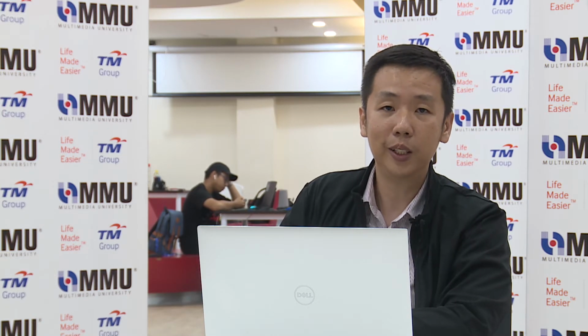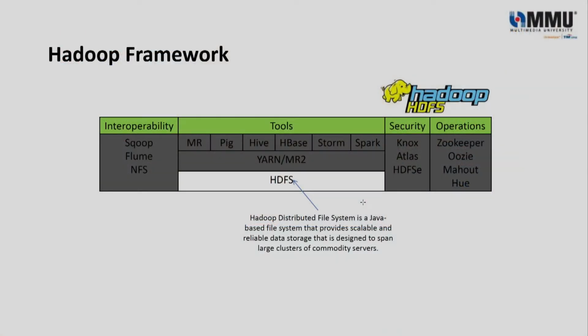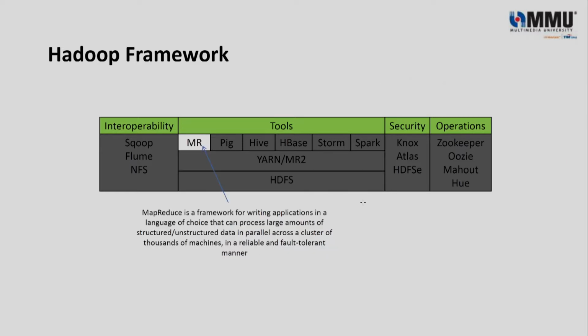For the Hadoop framework, the very core component of Hadoop is the HDFS for storage, the Hadoop Distributed File System. It provides scalable and reliable data storage. You can use it to span large clusters of commodity servers, so that's why it's able to handle large volumes of data.